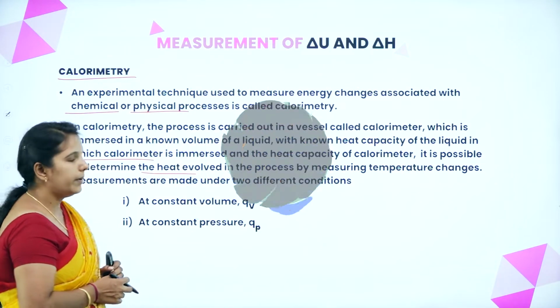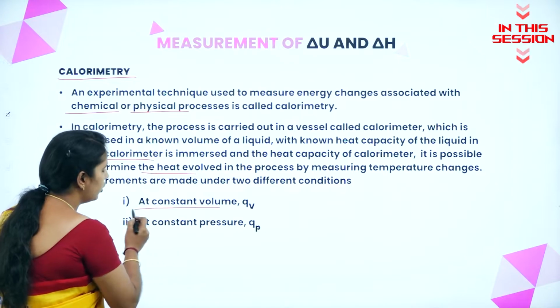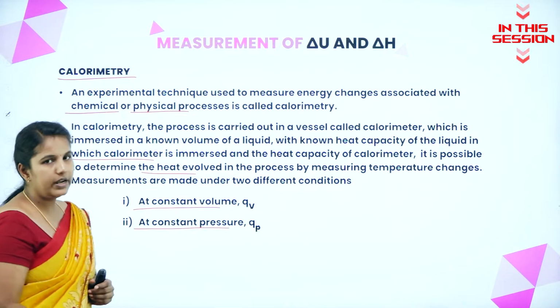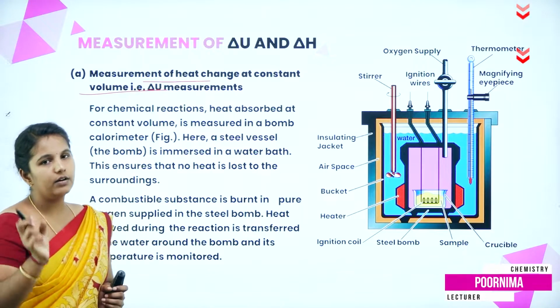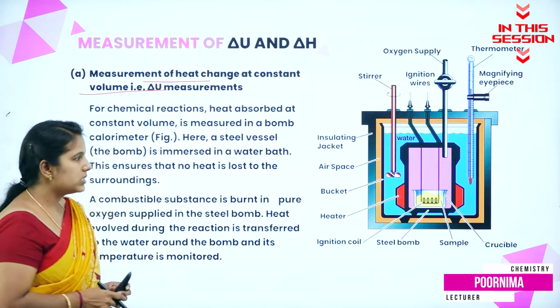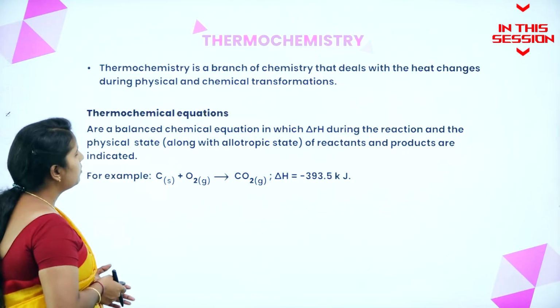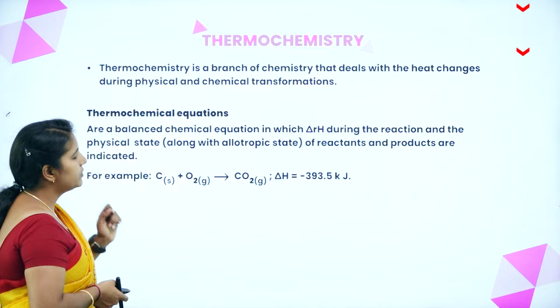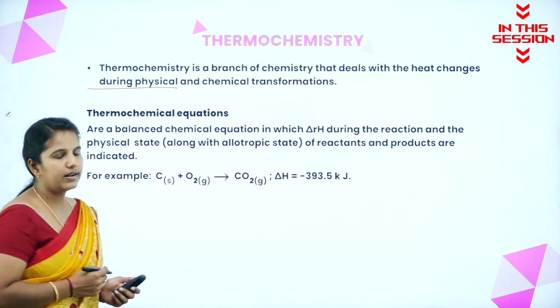The measurement will be made by using two conditions. One is at a constant volume as well as at a constant pressure. The change in internal energy at a constant volume. So this was done by using what? Bomb calorimeter. Thermochemistry is a branch of chemistry which deals with the heat changes during the physical and chemical transformation.